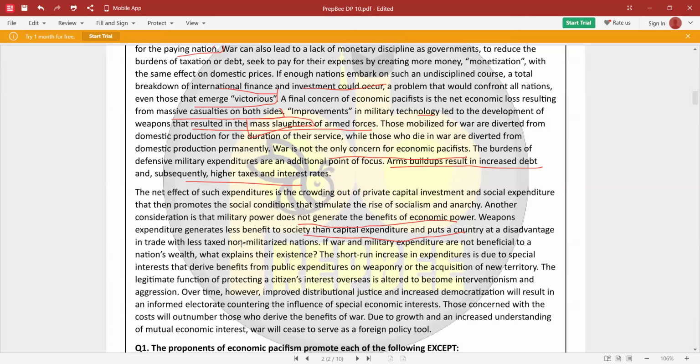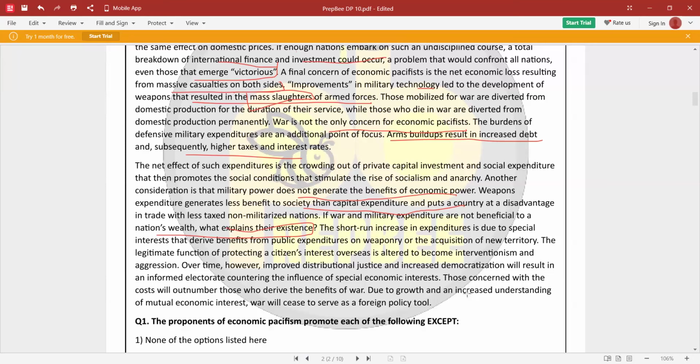What is capital expenditure? Infrastructure, highways, railways, all of these. And now it will weaken a country's competitive position compared to nations that do not have such high military expenses. If war and military expenditure are not beneficial to nations' wealth, what explains their existence? So, if it is not benefiting your wealth, then why does it exist?